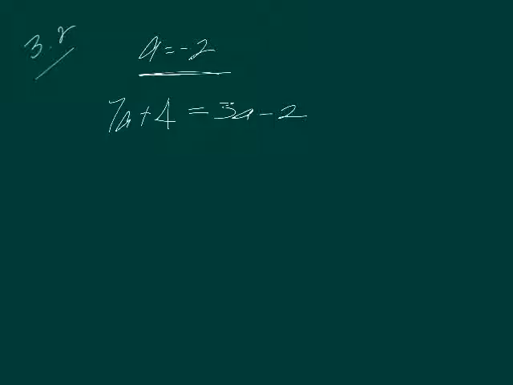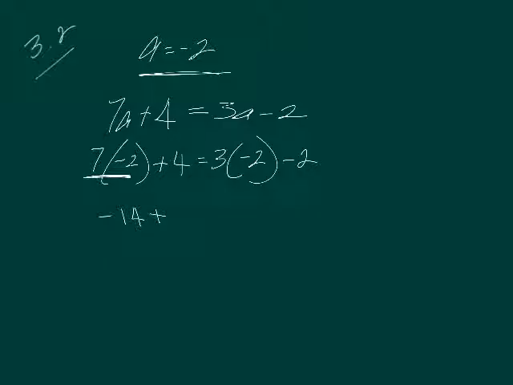Well, the way you find that out is you put in -2 for that letter. And you solve it using PEMDAS. So we're going to do a multiplication here, get -14. And 3 times -2 is -6. So now all we're trying to do is find out if -2 is a solution.